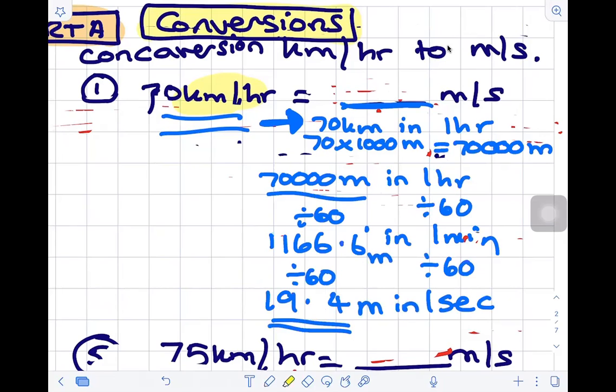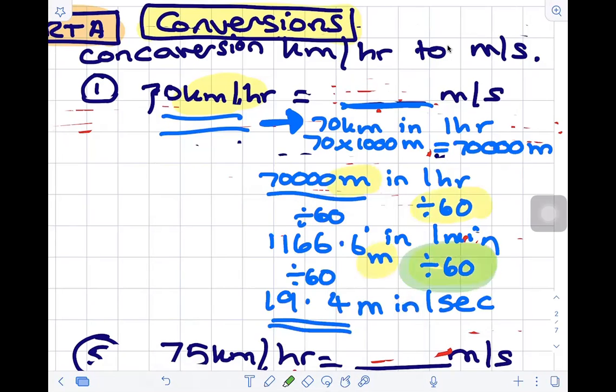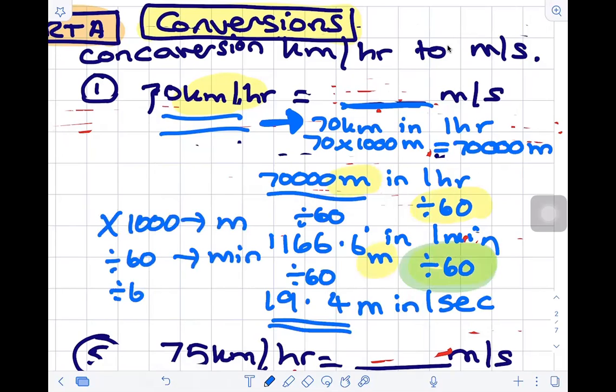So step 1 is to change it to meters. Step 2 is to change it to minutes. And then step 3 is to change it to seconds. So you go times 1,000, that will change it to meters. Divide by 60, that'll change it to minutes. Divide by 60, that'll change it to seconds.